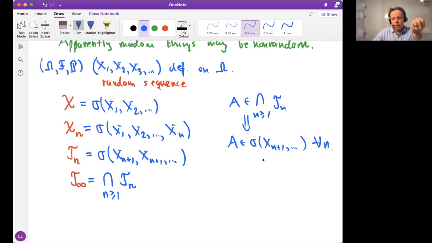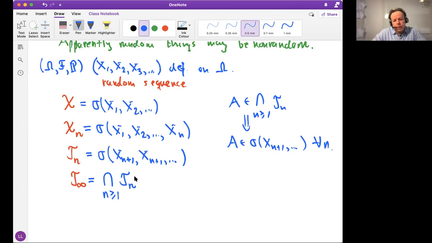So essentially, no matter how big an n you take, A belongs to the sigma algebra that can be determined without knowing the first n random variables. And that's the intuition here, and that's why we use this definition.